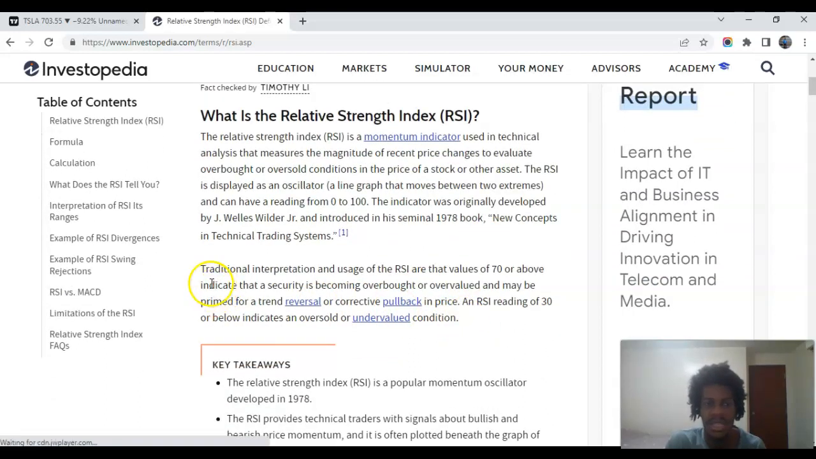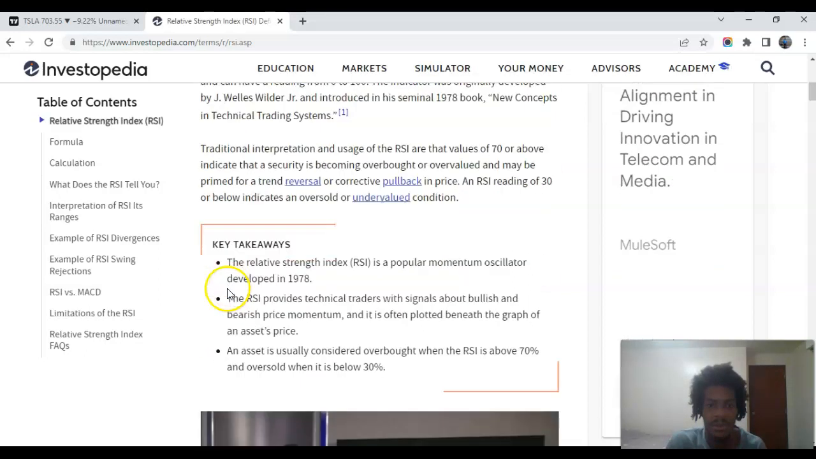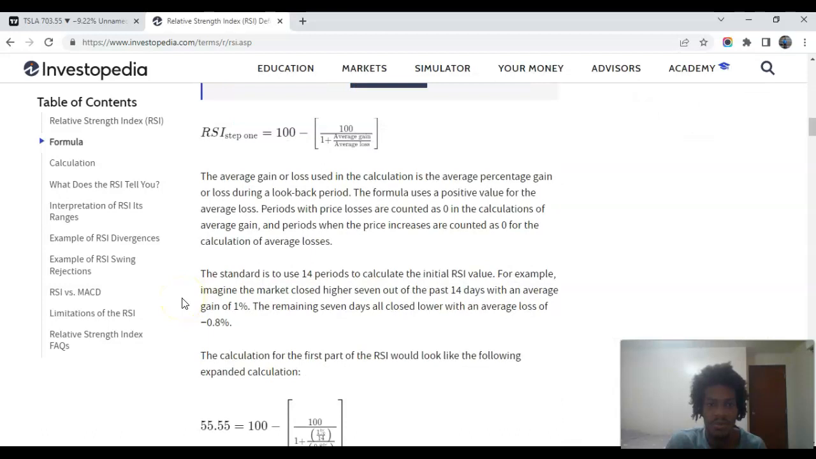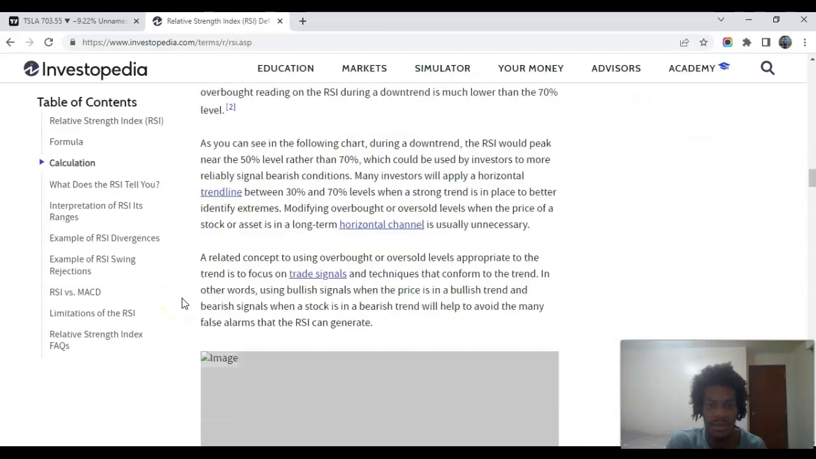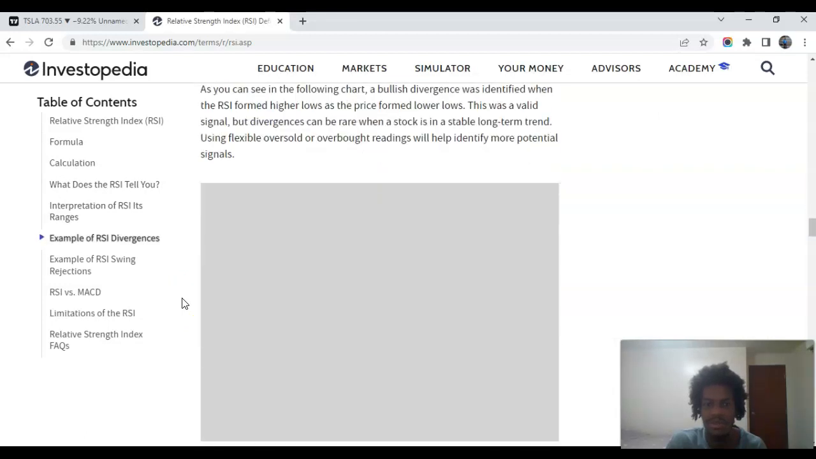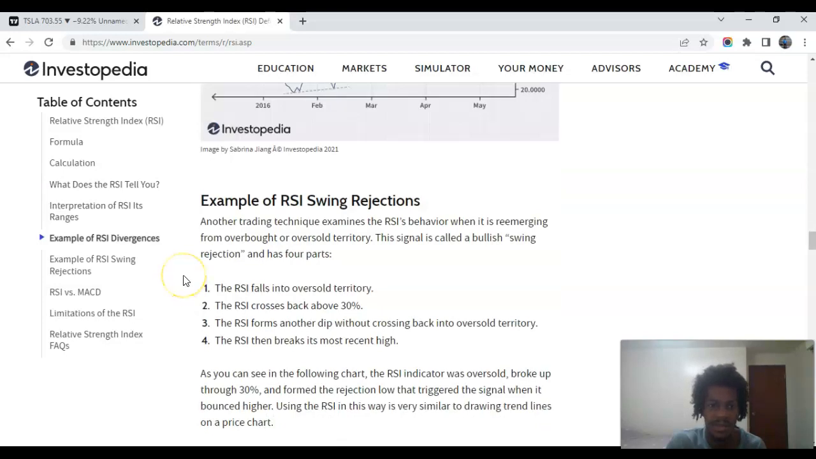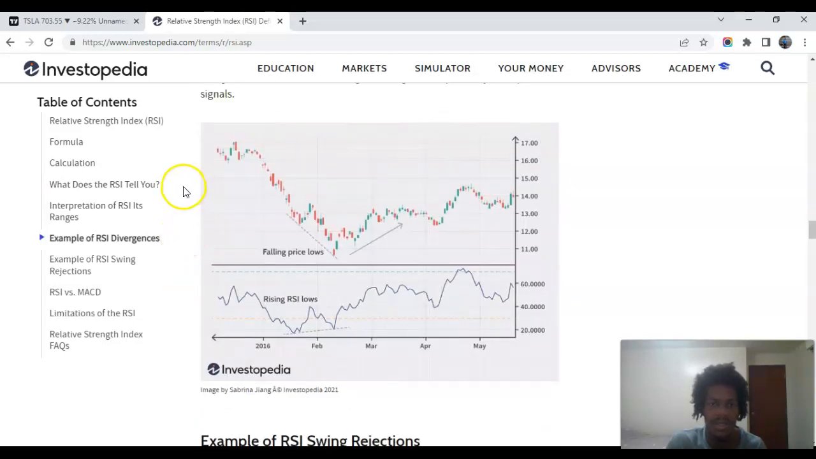So traditionally, it says that if an RSI is above 70, the security or cryptocurrency or whatever you are using is overbought, and if it's below 30, it means that it's oversold. So guys, this is a really, really easy indicator to use. The reason I like it is because when I'm trading, I like to use easy things to understand, and the RSI for me is the easiest one to understand.